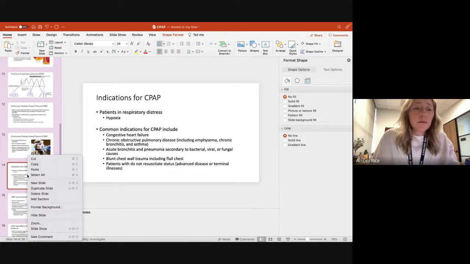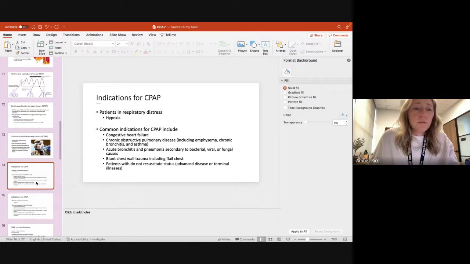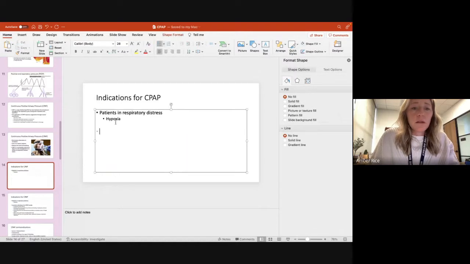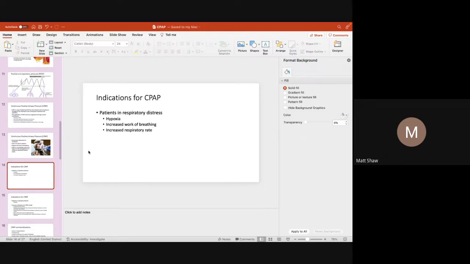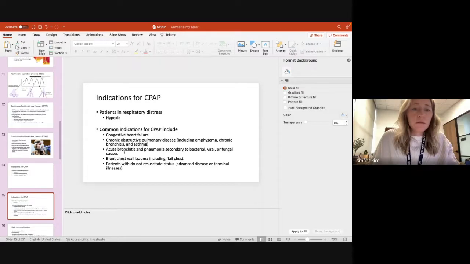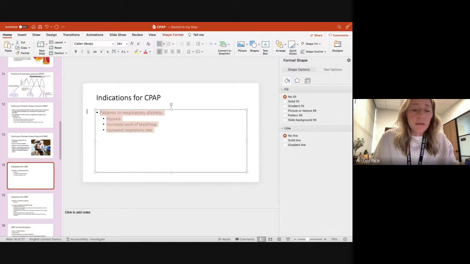I might break this up into 2 slides then, and do one slide that has hypoxia, increased work of breathing. What were the other ones you mentioned, Matt? Increased respiratory rate? Yeah, I think those are the hypoxia, increased work of breathing, respiratory rate. Maybe I don't need 2 slides. I didn't add that much.